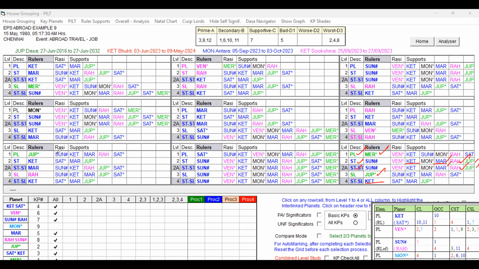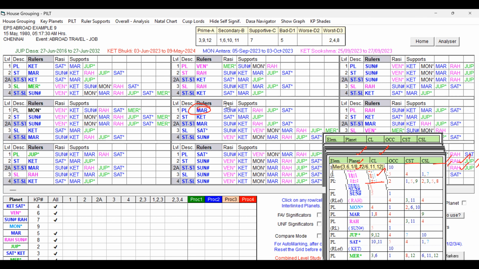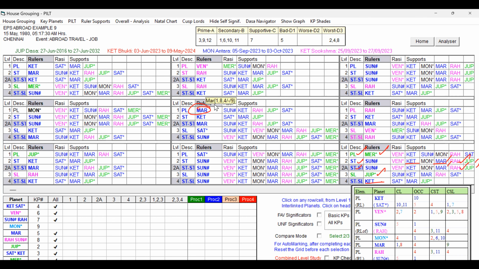9th sublord, Moon, sorry, Mars is 9th sublord. Mars is 9th sublord, no? Let us check. Mars is 9th cuspal sublord, yes. You check Mars. Mars is in the star of Ketu. All are supporting key planets only.